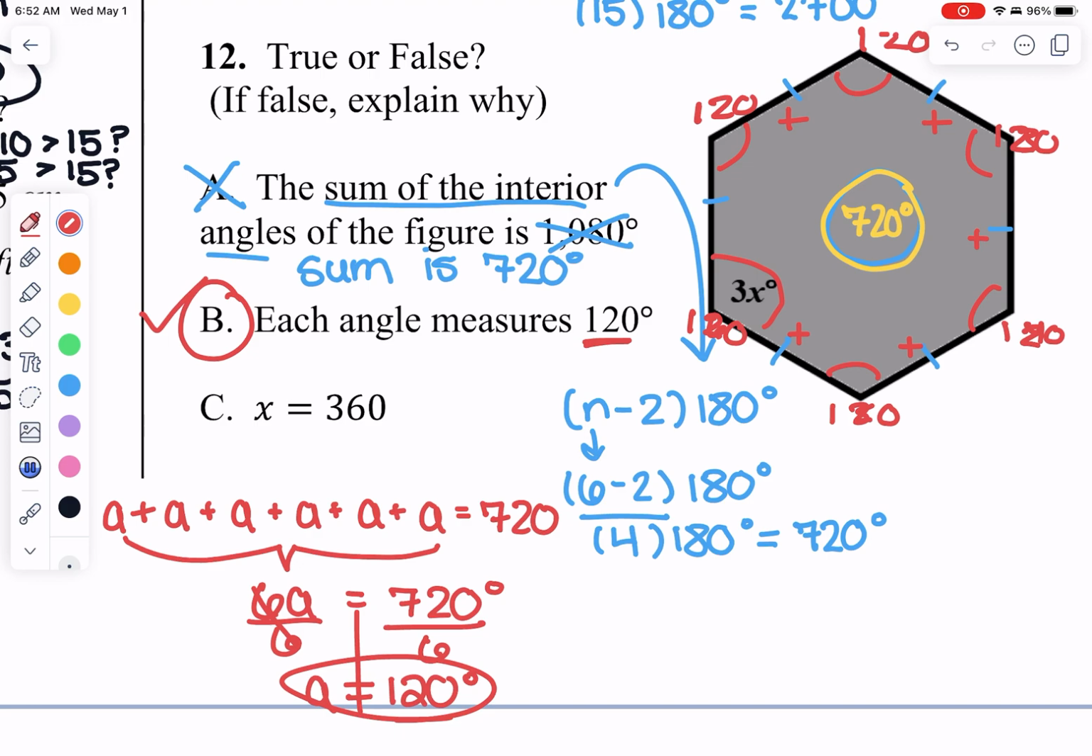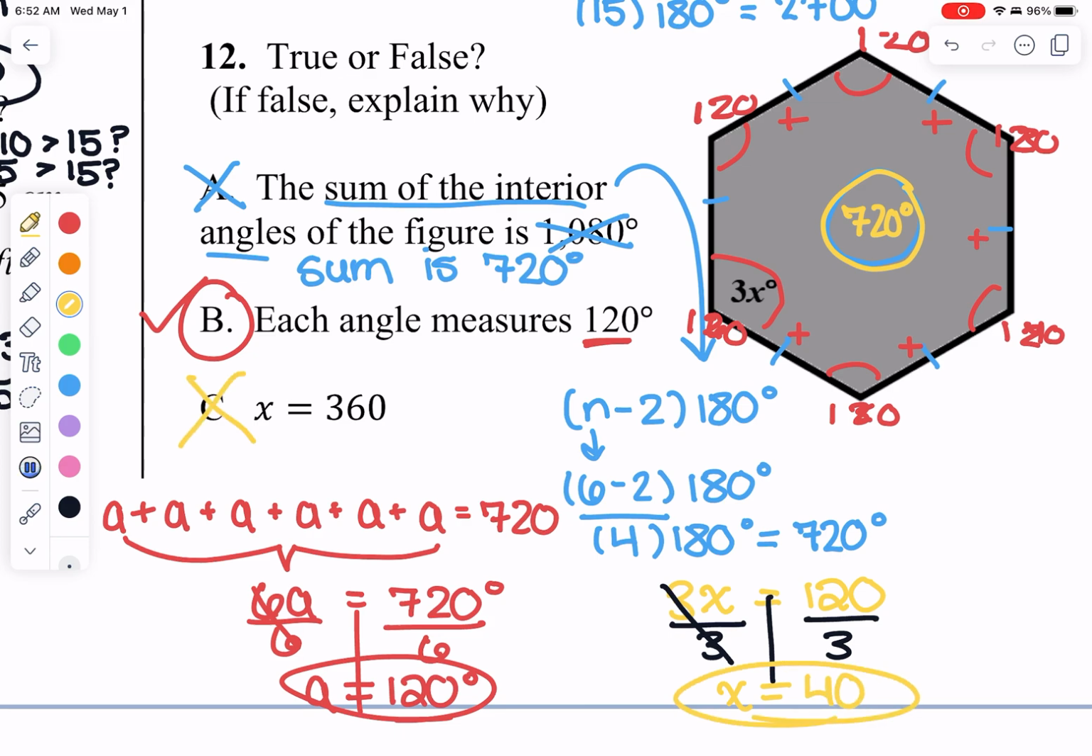Well, right here they tell me that one of these angles is equal to 3x, but I also know that that angle is equal to 120. So I'm going to set those equal to each other. 3x equals 120. Solve that junk real quick. Divide by 3 on both sides. So I bop my ops and drop my junk. 120 divided by 3 is 40. Oh no. C is not correct. Why is it not correct? Because x equals 40. All right.